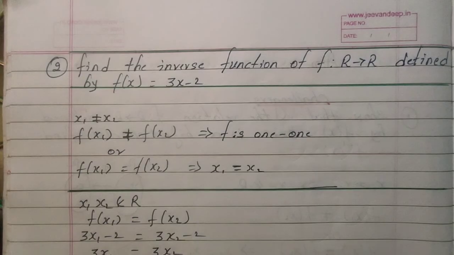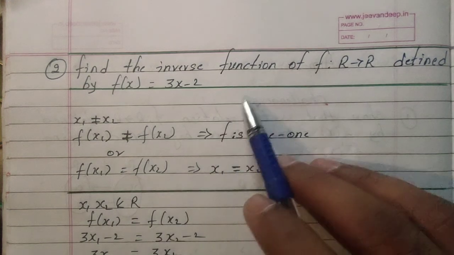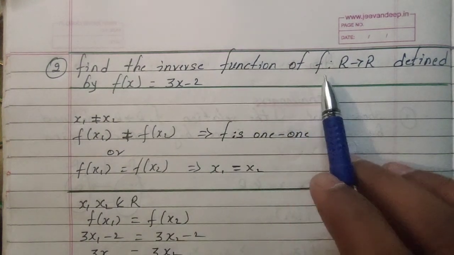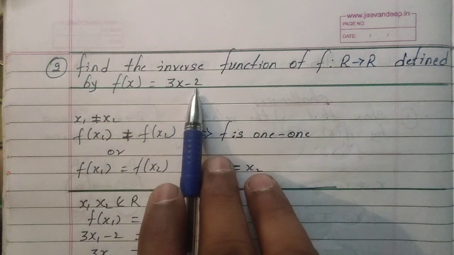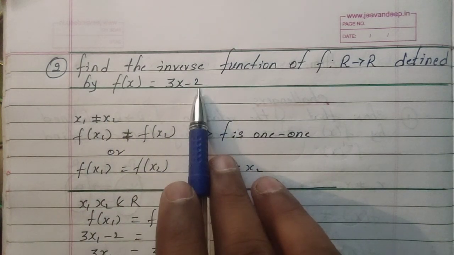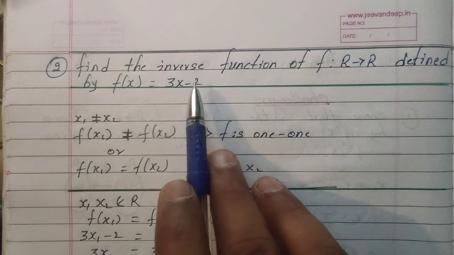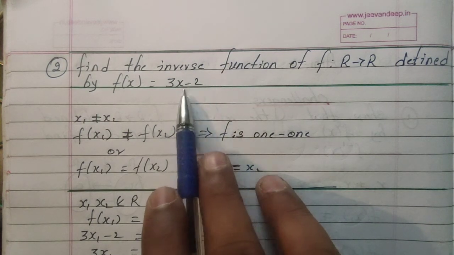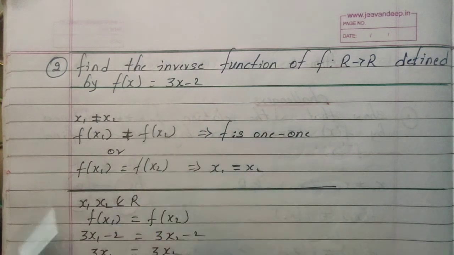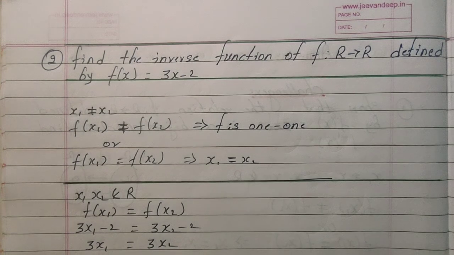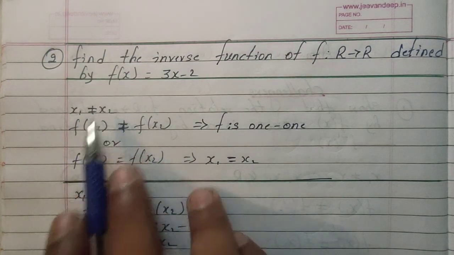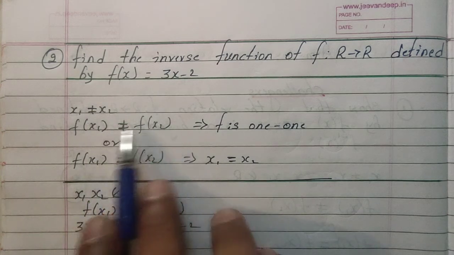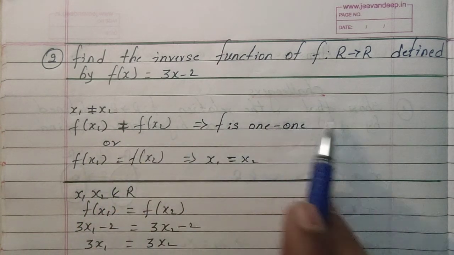Next question. Find the inverse function of f: R to R defined by f of x equals 3x minus 2. This is also a linear equation. So definitely this is bijective. Then the inverse will exist. So how I did the previous question, same way let us discuss. I am taking two different elements, they are not equal. Definitely their values are also not equal. Then f is a one-to-one function.